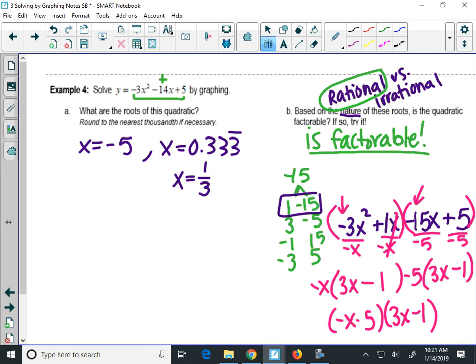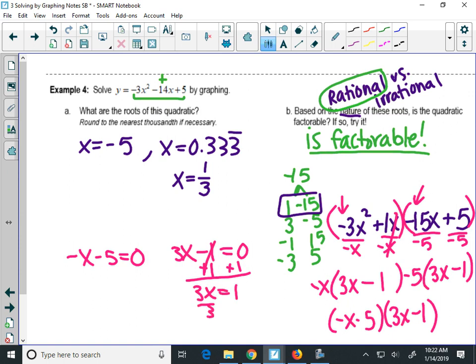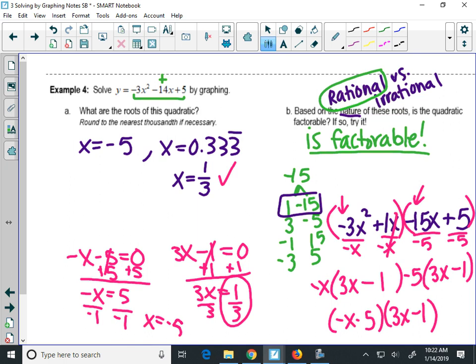And if I was solving this by factoring, I would take each factor and set it equal to 0. So the right one here, if I added 1 and then divided by 3, I get 1/3, which is one of the roots. On this side, if I add 5, and then I have to divide by negative 1, 5 divided by negative 1 is negative 5, which is the other root. So it is factorable. You don't have to factor every time it is factorable, but we need to be able to tell if it is factorable or not based on whether the roots are rational or irrational.